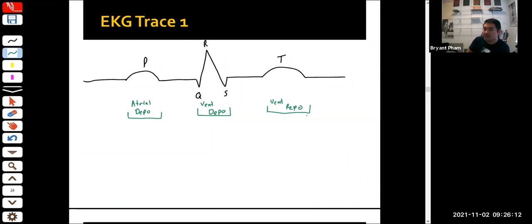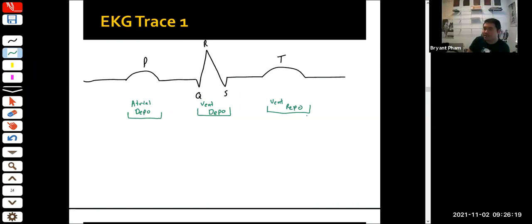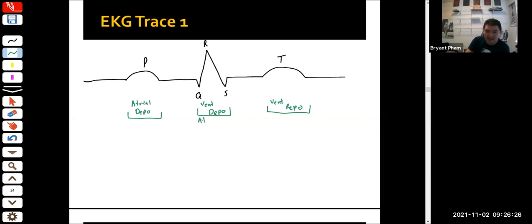Which one are we missing? Is it hyperpolarization? Yes, but we're missing something. Atrial repolarization. Very good, guys. Atrial repolarization. Yeah, we are definitely still missing hyperpolarization, but it doesn't show up on the EKG trace because we're going from rest to rest. There's no electrical change there. That's why hyperpo doesn't really show up.